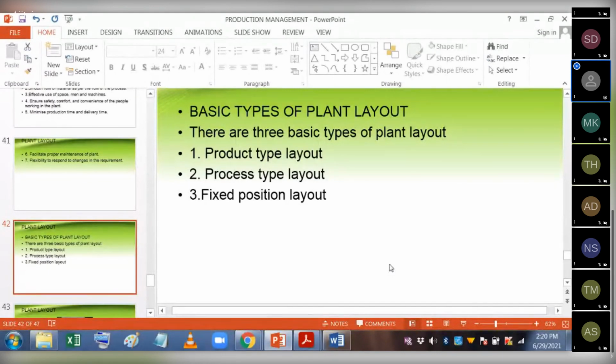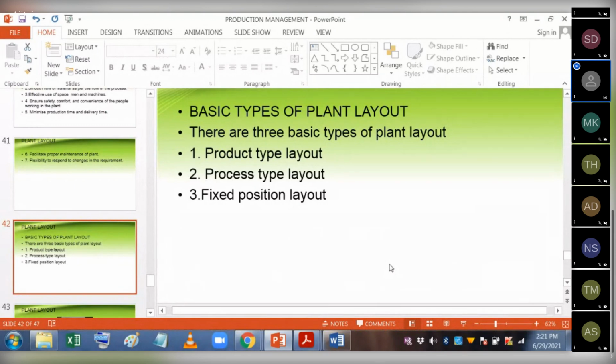Okay. Now, types of layout. Actually, there are three basic types of layout. There may be other small conceptions of layout, which I will tell you. I will tell you everything. Whatever layout is possible, I will tell you everything. But there are three basic types of layout. Number one is product type layout. Number two is process type layout. Number three is fixed position layout.